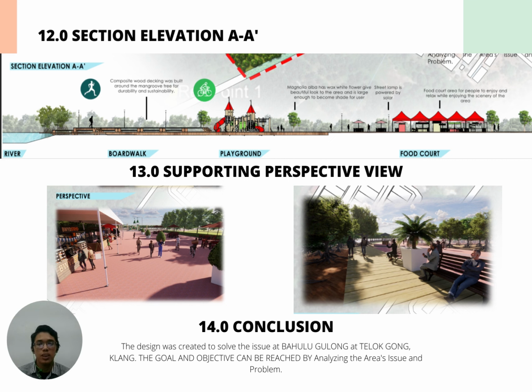For my section elevation, there is a boardwalk area connecting to the playground area. The area is notable for activities such as jogging and cycling. The tree in the area is Magnolia alba, to provide natural shade for parents to oversee the children on the playground. The food court is accessible directly from the main gate as it is a major node for the area, and it makes access to food and drink easier for people. And this is my supporting drawing for the section.